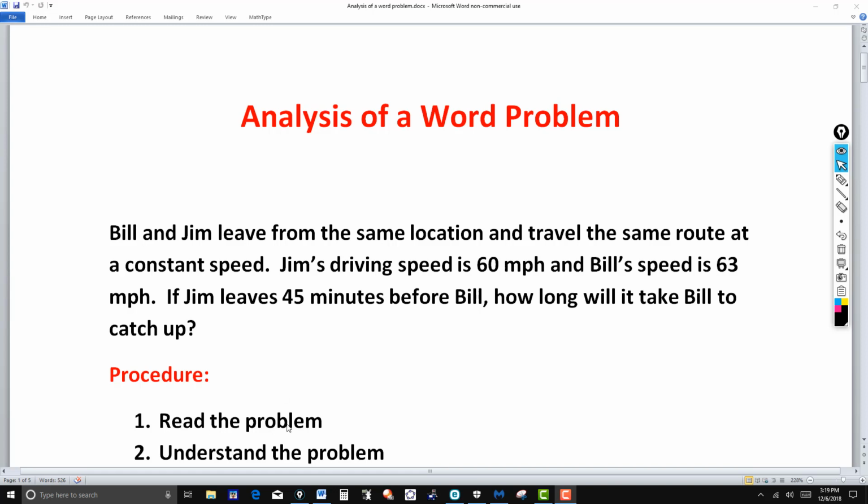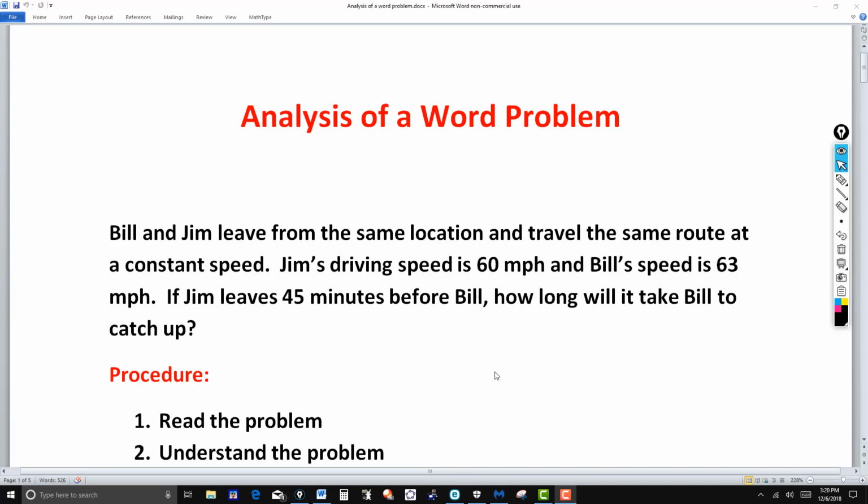We want to read the problem, of course. So we have Bill and Jim leave from the same location and travel the same route at a constant speed. Jim's driving speed is 60 miles per hour and Bill's is 63 miles per hour. If Jim leaves 45 minutes before Bill, how long would it take Bill to catch up? Okay, so Bill's going a little faster, so eventually he's going to catch up. How long is it going to take?